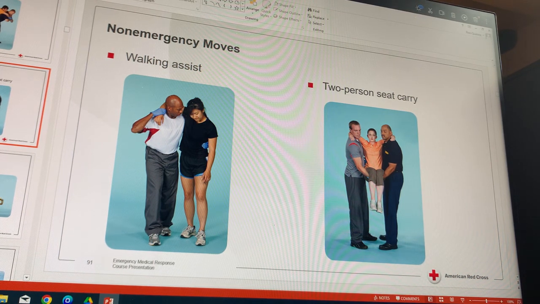The patient places their arms over the responders' shoulders. The patient is then lifted and seated on the seat formed by the responders' arms. Keep your back straight and lift with your legs. Do not use this move for a patient suspected of having a head, neck, or spinal injury.